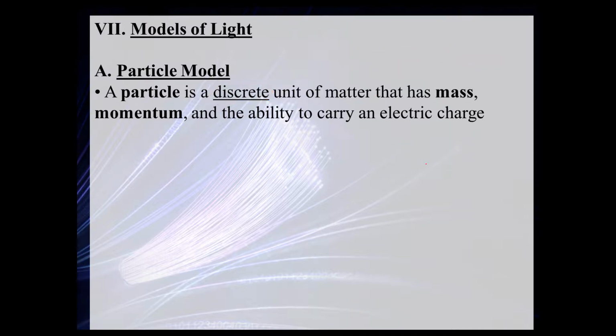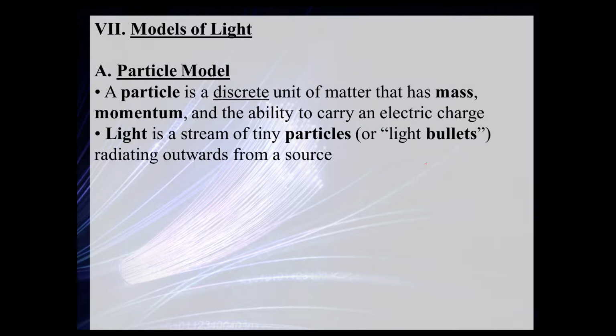So a particle is a discrete unit of matter that has mass, momentum, and potentially the ability to carry electrical charge. It doesn't have to. What the particle model of light tells us is that light is a stream of tiny particles. The analogy I like to use is to think of them as little tiny bullets of light, and they radiate outwards from a source in every single direction.